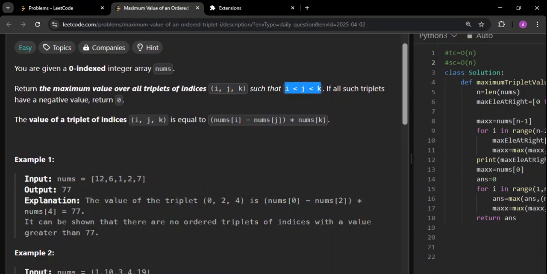Okay, the idea here is, see, when we say three indices, they should not be the same. All three indices should be different. That is the first condition. And i should be the smallest index, j should be in between, and k should be altogether the largest. Okay, now for all such triplets possible in this.